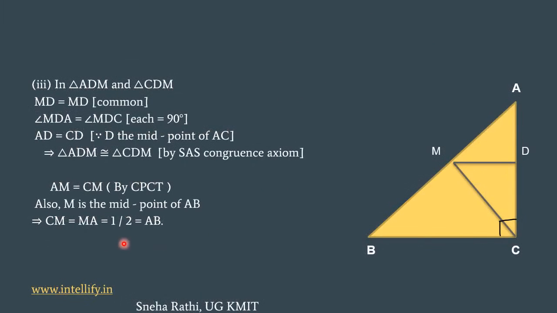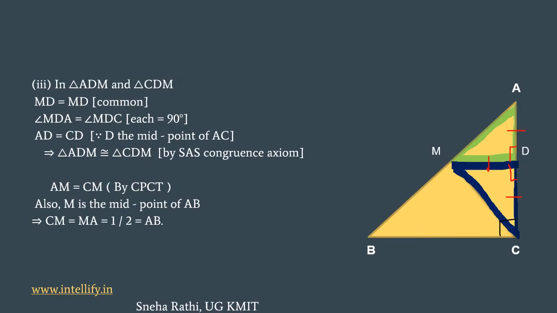Now we need to prove that CM is equal to AM is equal to half AB. For that, consider triangle AMD and triangle CMD. Let me mark those triangles. In both triangles, MD will be equal to MD because it is a common side, and angle MDA will be equal to angle CDM because they are 90 degrees. Then side AD will be equal to side DC because D is the midpoint of AC. So by side angle side congruency, they are congruent.